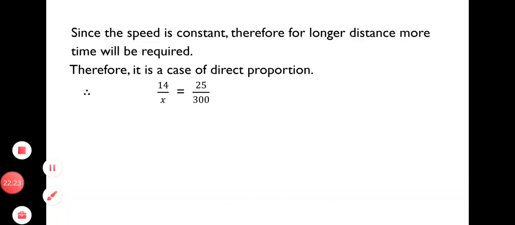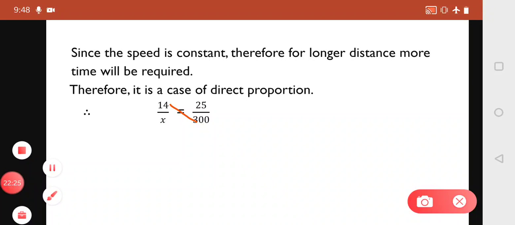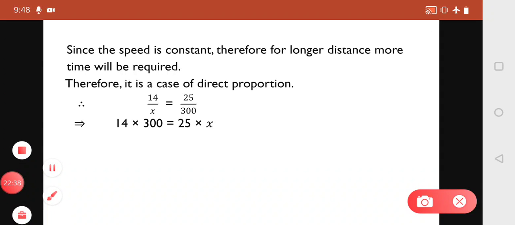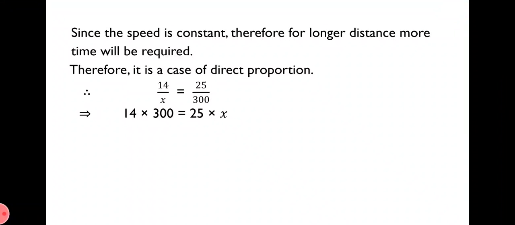Again, we do the cross multiplication. 300 will go on left hand side in multiplication and x will go on right hand side in multiplication. That implies 14 into 300 equal to 25 into x. Again, x will push 25 to the opposite side. That is 25 will move here and it will become division, because multiplication becomes division on transposing. That implies x equal to 14 into 300 upon 25.